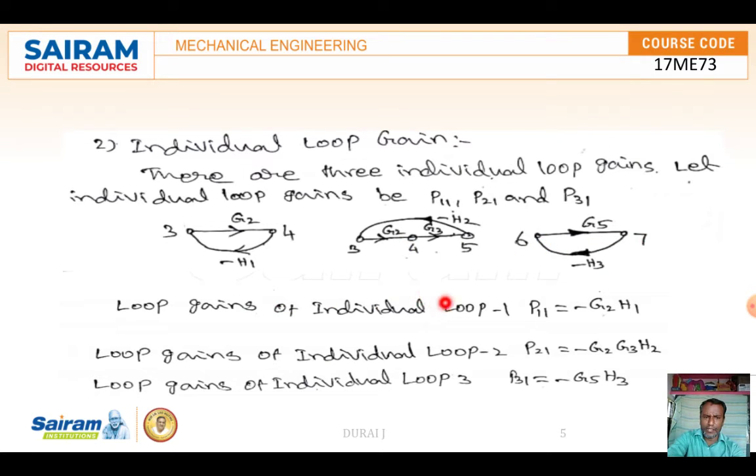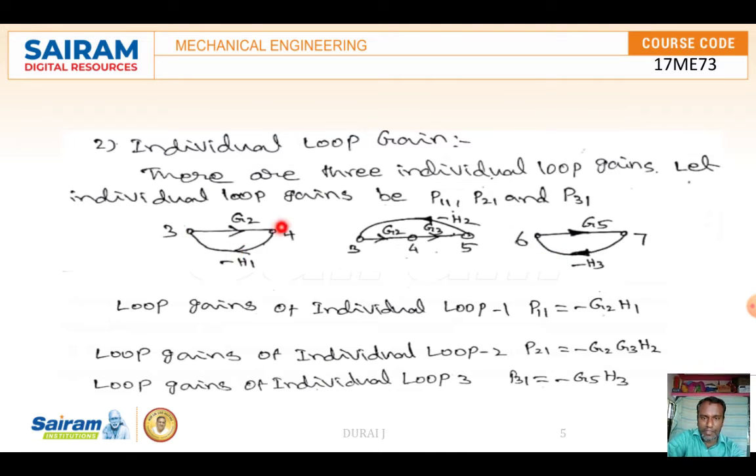Now we write down the individual loop gains. Remember, we have to write P11, P21, P31 for the individual loops. P11 is equal to G2 into minus H1, it becomes minus G2 H1. Then G2 into G3 into minus H2, so minus G2 G3 H2 comes over here. In this individual loop, P31 is equal to G5 into minus H3, it becomes minus G5 H3.